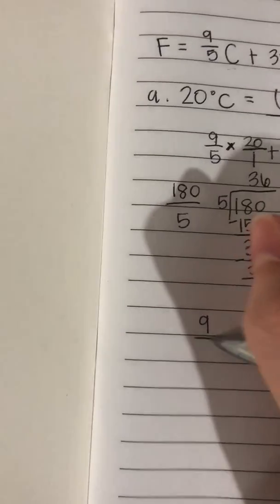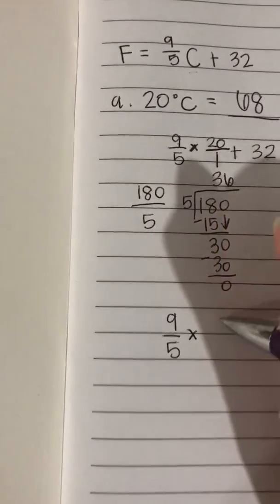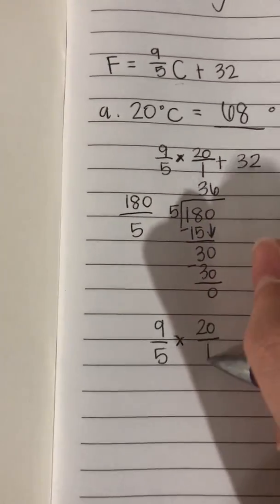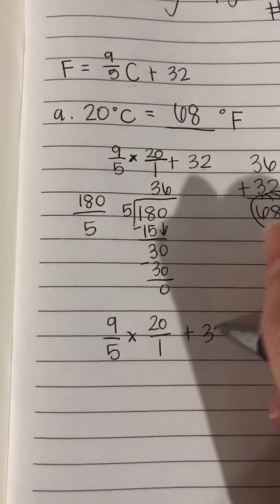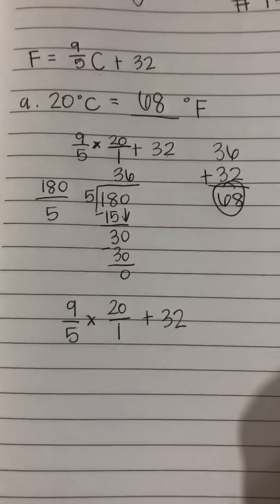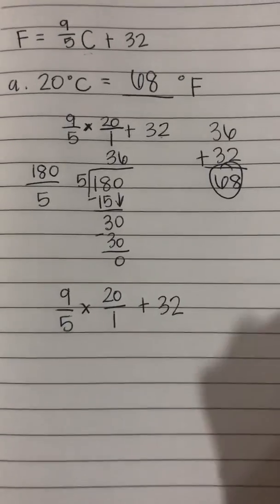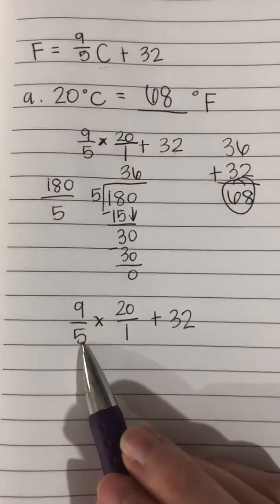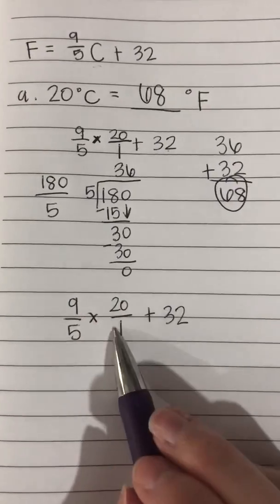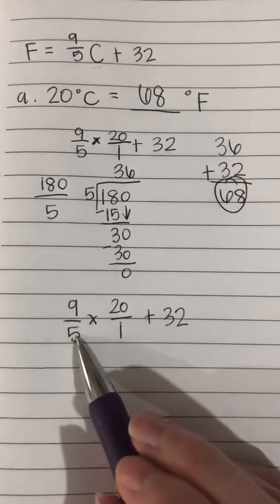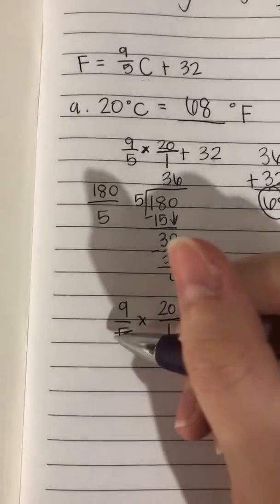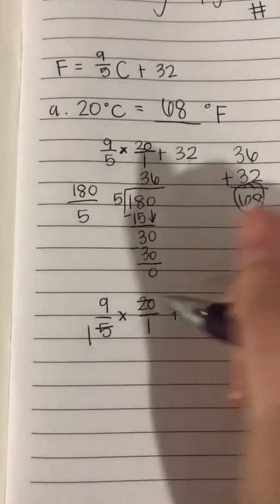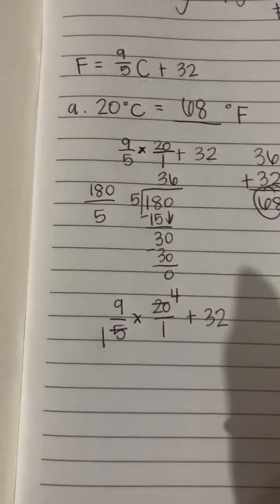Now the other way you can do it, let me rewrite my problem. 9/5 times 20, and I made it a fraction by putting it over 1, plus 32. And we have to multiply first because of our order of operations. Now, the other way we can do this, I can't simplify 1 and 9, but I can simplify 5 and 20. 5 goes into both of them. 5 divided by 5 is 1. 20 divided by 5 is 4.